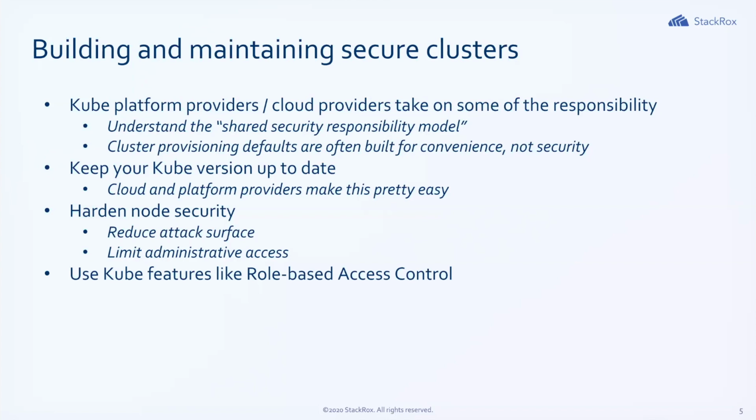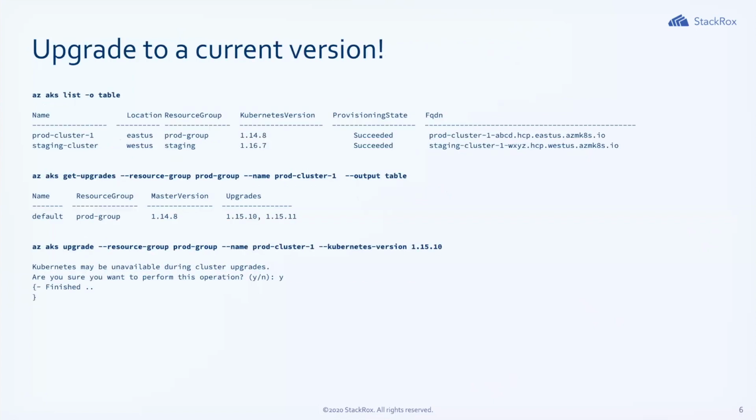The other thing that we'll talk about is that the defaults, again, are not necessarily the right ones for you. You want to make sure that you're keeping the Kube version up to date, but also that you're looking at the nodes themselves and you're hardening the node security. And we're going to talk about some potentially controversial recommendations that I might have about how to run nodes in a cloud provider environment. And then lastly, we want to make sure that you're using things like role-based access control. Whether you know it or not, you're using this in Kubernetes today. And we want to make sure that you're using that effectively.